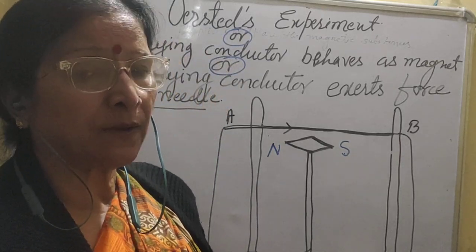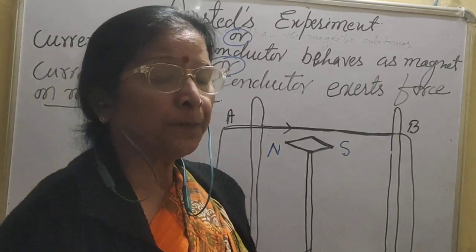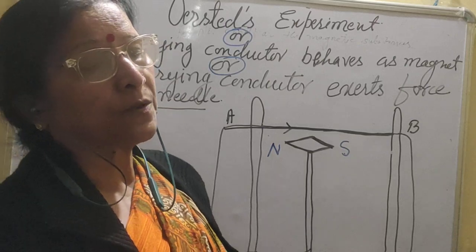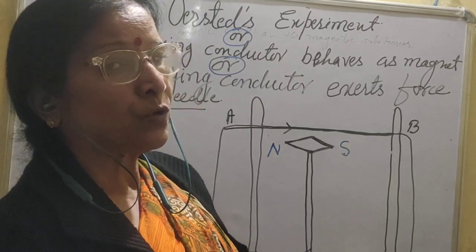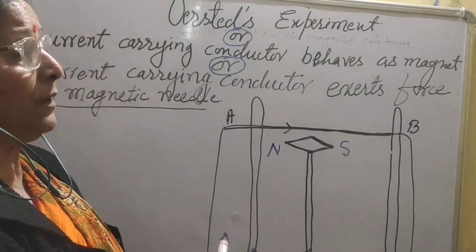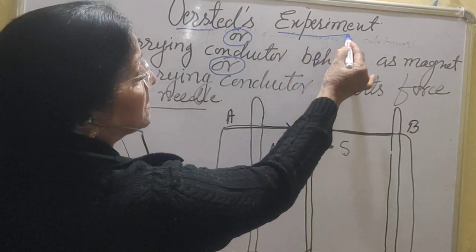I am explaining this one. I think you will try to understand it. If there is any confusion, in the comment box you can ask me how it happened, miss, and what is there. So let us see. This is Oersted's experiment.